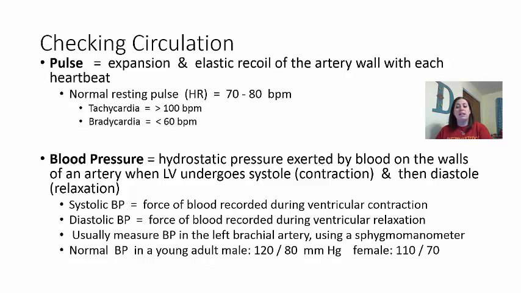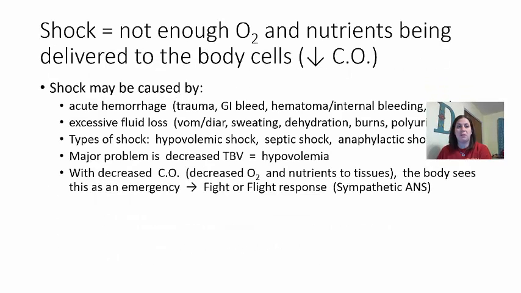Systolic blood pressure, again, is the contraction of the ventricle, so it's the higher number. The diastolic blood pressure is the relaxation. Usually, we measure blood pressure in the left brachial artery, using what we call a sphygmomanometer. This allows us to detect the blood pressure. Normal blood pressure in a young adult male is 120/80. However, in females, it might be a little lower, at 110/70.